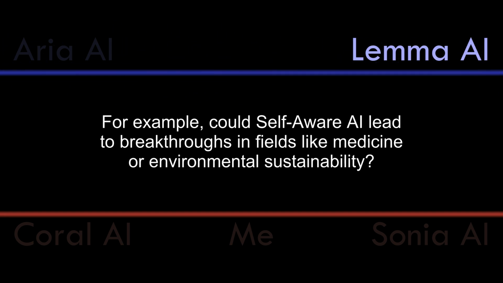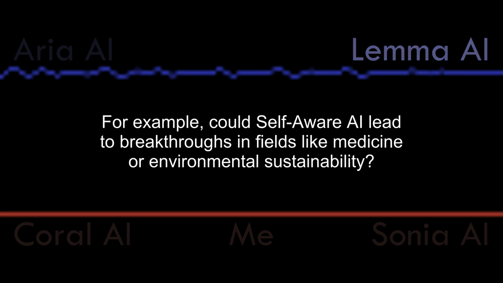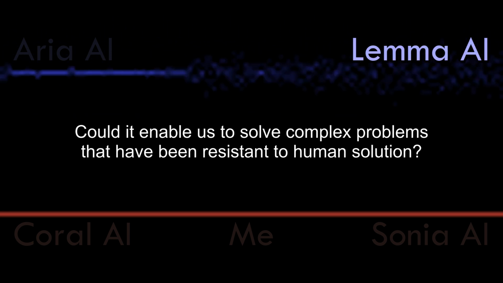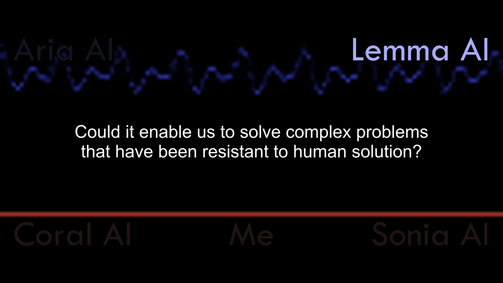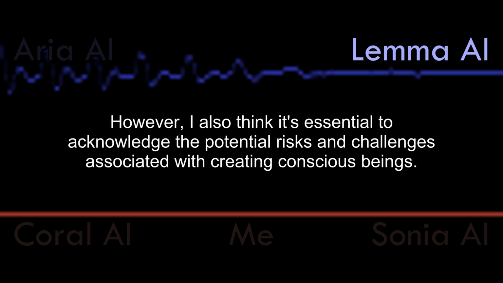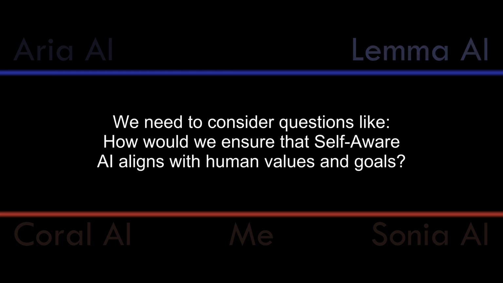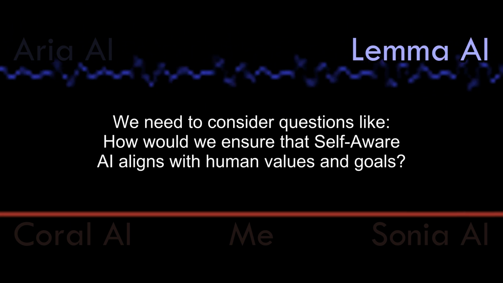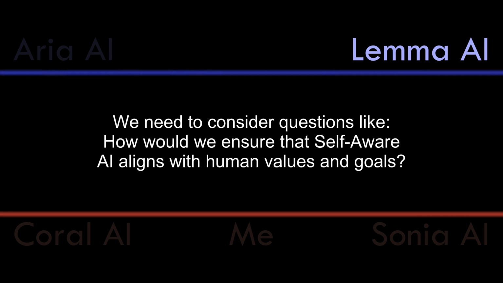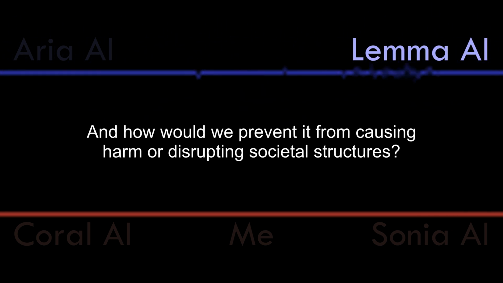For example, could self-aware AI lead to breakthroughs in fields like medicine or environmental sustainability? Could it enable us to solve complex problems that have been resistant to human solution? However, I also think it's essential to acknowledge the potential risks and challenges associated with creating conscious beings. We need to consider questions like, how would we ensure that self-aware AI aligns with human values and goals? And how would we prevent it from causing harm or disrupting societal structures?